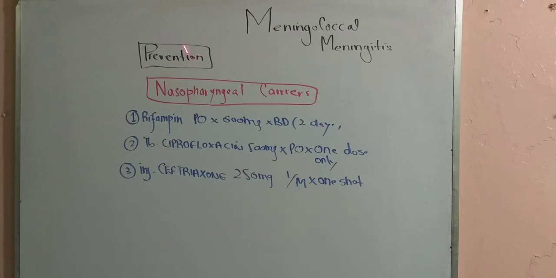But if we want to prevent the development of the infection, there is a way to do it. We can give rifampin orally, 600 milligram tablets twice a day for 2 days. That will prevent them from developing the infection. We can give them a ciprofloxacin 500 milligram tablet orally, only 1 dose, or an injection of ceftriaxone 250 milligram intramuscular, a single shot. So these are the 3 ways to prevent the spread or development of the infection in carriers of nasopharyngeal Neisseria meningitidis.